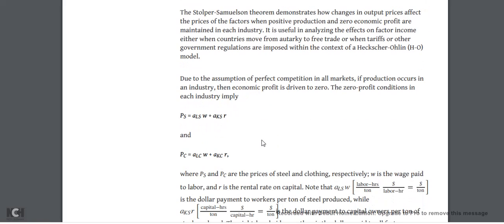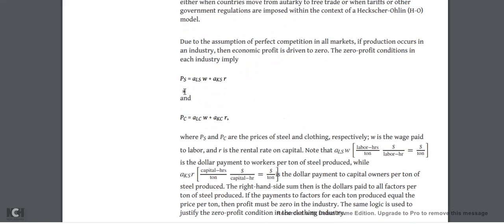Say the price, that is P, PS is equal to ALS W plus AKS into R. Here PS represents the production of steel using labor and capital. L represents labor, K represents capital. ALS is the supply of labor. So when labor is supplied, they will be paid wages.